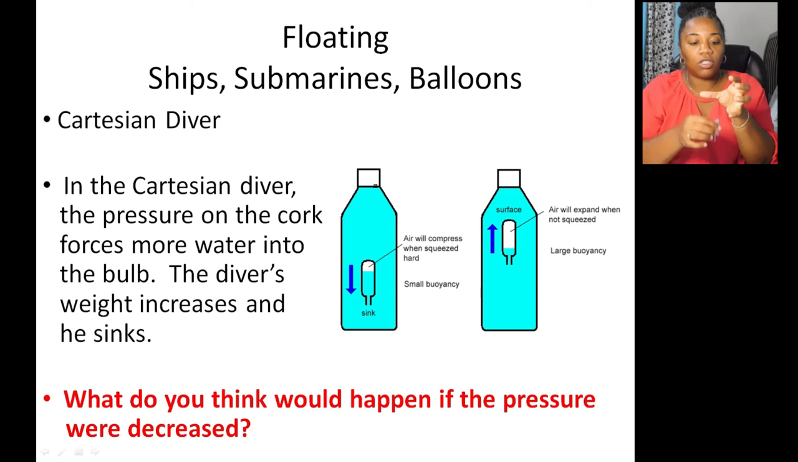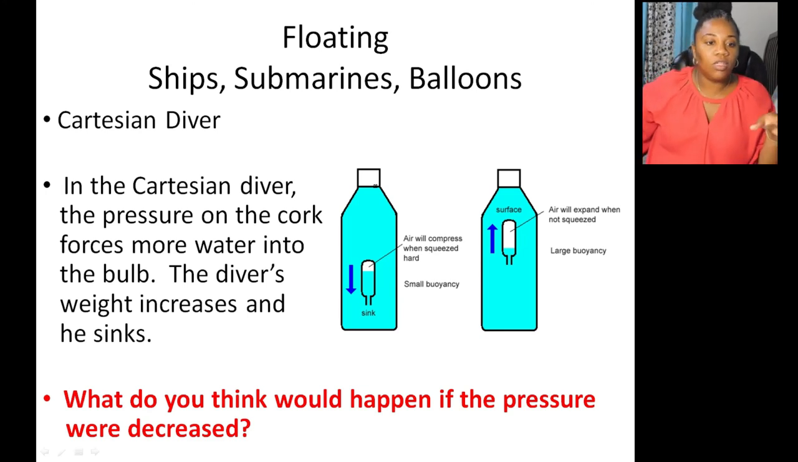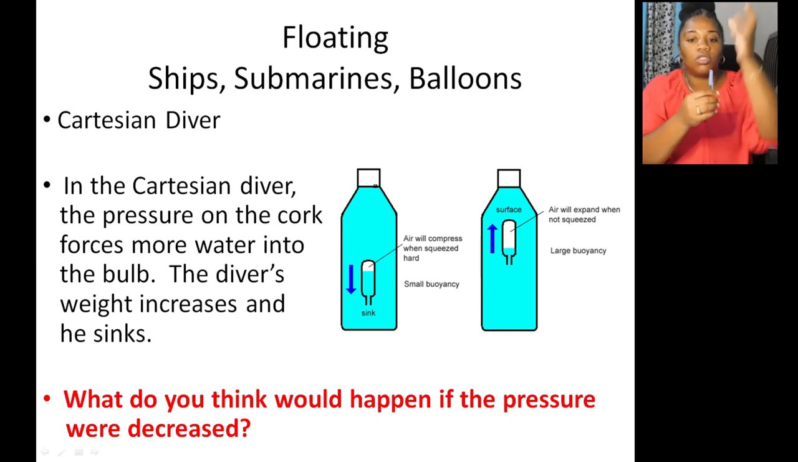And when you relieve the pressure on the outside of the bottle, the water would now leave the inside of the cap and it would just nicely move back up, right? So in the Cartesian diver, the pressure on the cap forces more water into the bulb and the diver's weight increases and he sinks. Why are we talking about this? Because I want to tell you that when you increase the weight of an object by adding water to it, it will sink. So the weight would overcome the upthrust force and it would sink. Whereas if you remove the weight, which is the added water, it would now float to the top because now the upthrust force is greater than its weight.